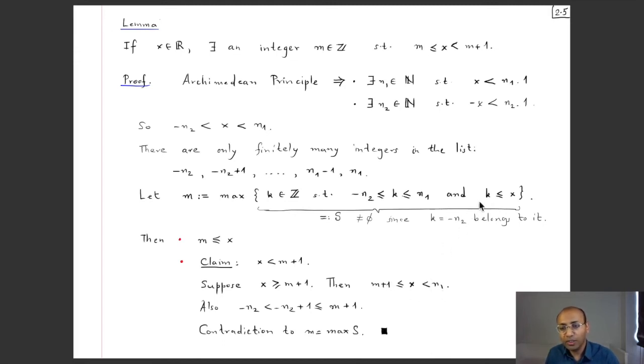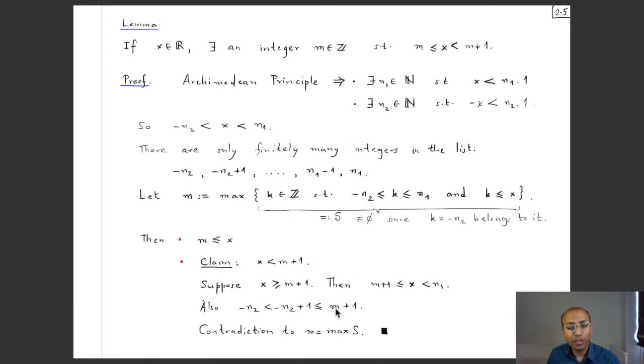So if you think of this k as being m plus 1, then we already know that this m plus 1 is strictly less than n1, so it's certainly less than or equal to n1. So this part is satisfied by k being m plus 1. Now let us also show that this m plus 1 is bigger than or equal to minus n2.